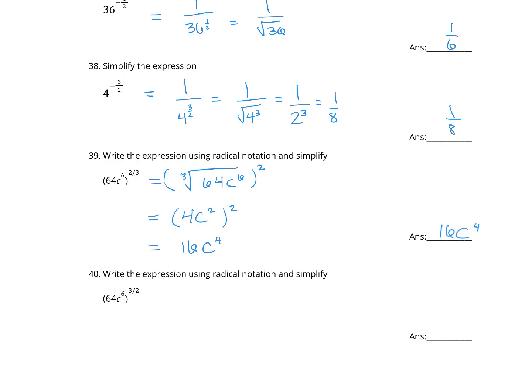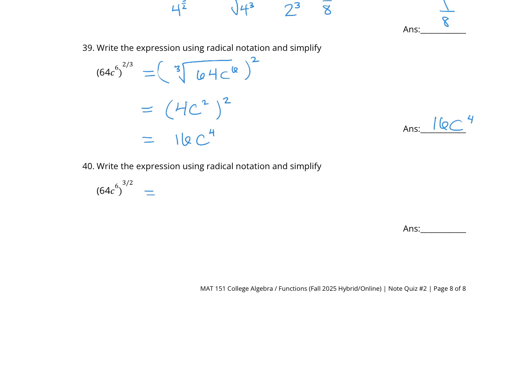c to the 4th. Here, because the 2 is our denominator, that's the square root of 64 c to the 6th, whole thing cubed. Square root of 64 is 8. Square root of c to the 6th is c cubed. Whole thing is to the 3rd power. If we take 8 and we cube it, that's really 8 times 8 times 8. That's 512. C cubed is just c to the 3 times 3, so that's c to the 9th. So 512 c to the 9th.